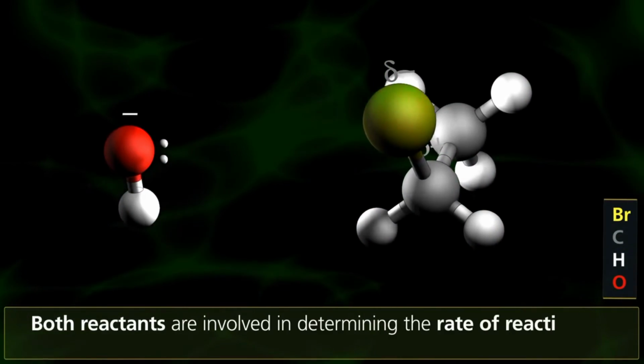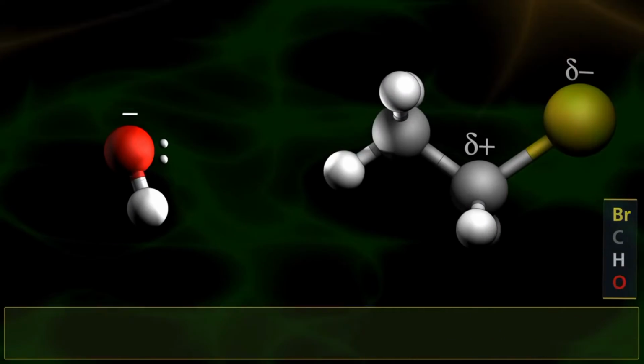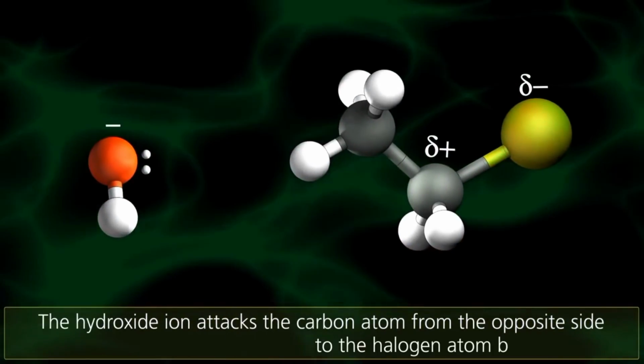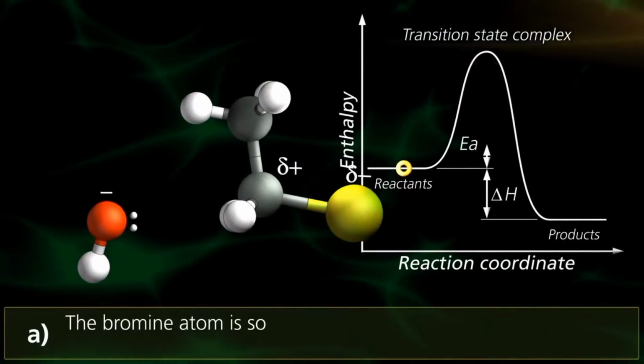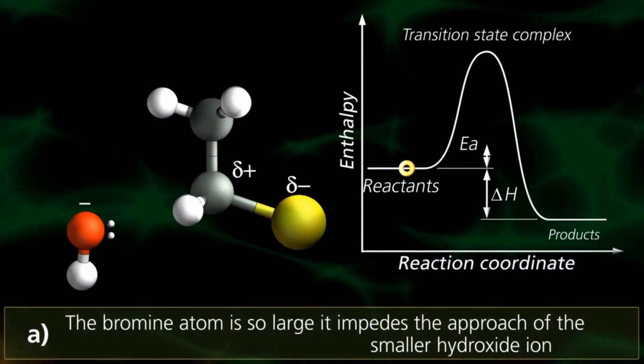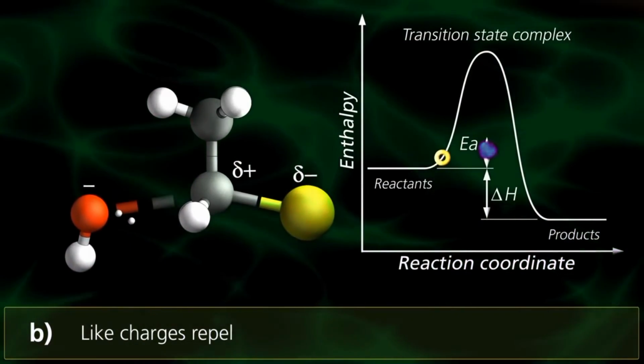Both reactants are involved in determining the rate of the reaction in a one-step process. The hydroxide ion attacks the carbon atom from the opposite side to the halogen atom, because the bromine atom, A, is so large it impedes the approach of the smaller hydroxide ion, and B, it repels the negative charge nucleophile.